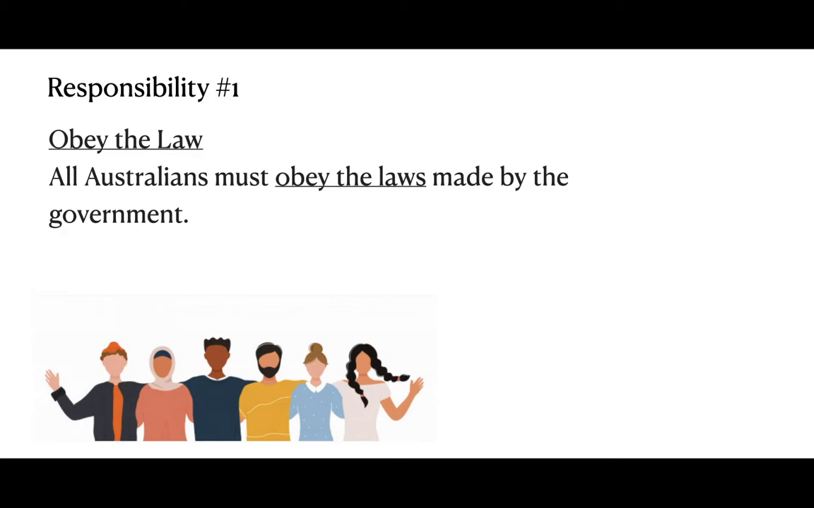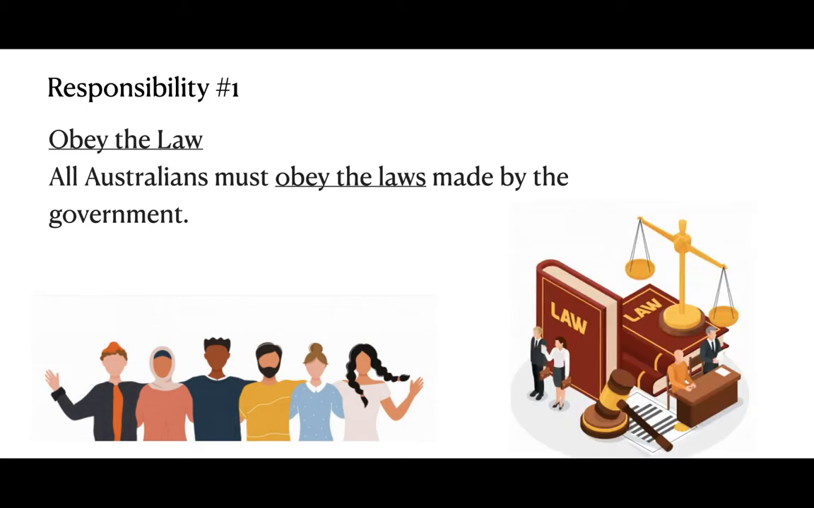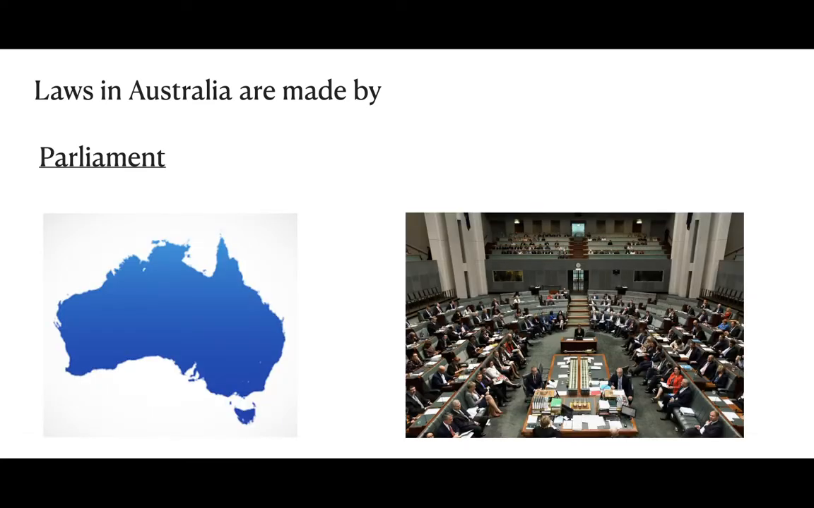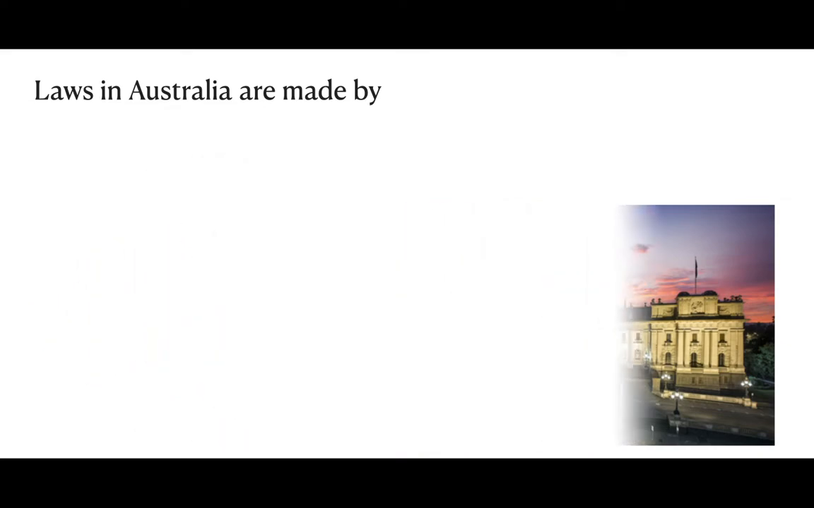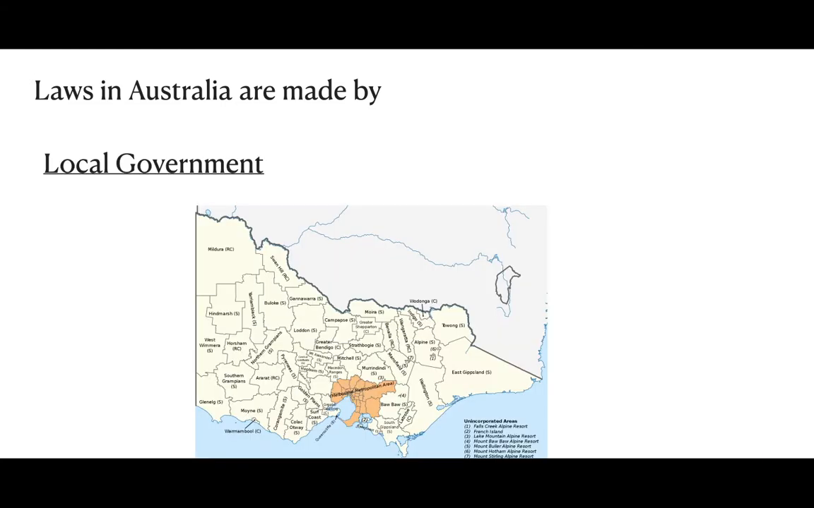Responsibility number 1 is to obey the law. All Australians must obey the laws made by the government. Laws in Australia are made by Parliament, state and territories, and also by the local government. Local government is a council or a shire.